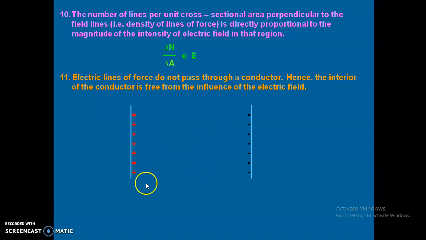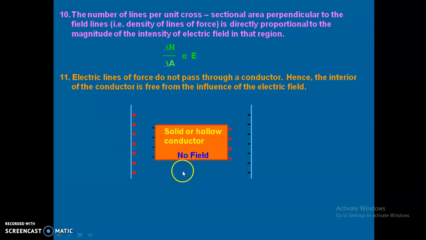Let us have an electric field with the help of these two plates. One is a positively charged, uniformly charged plate, and the other is a negatively charged plate, which is also uniformly charged. Definitely, if there is nothing in between the plates, the electric field lines will be uniform, equidistant from each other. Now, if we place the conductor between them, solid or hollow, there will be no field inside the conductor; electric field lines will not pass.